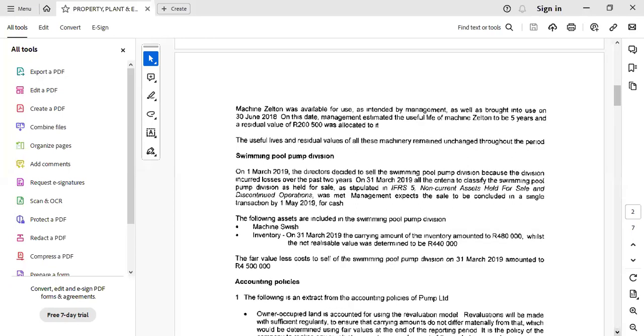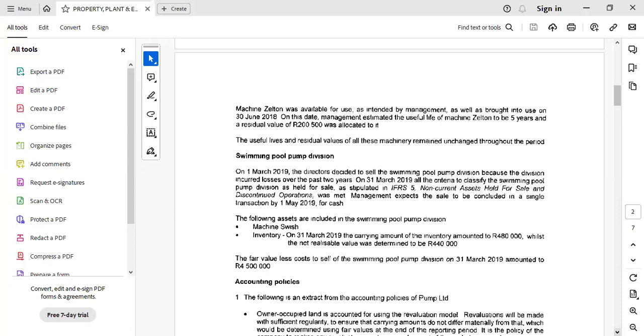Machine Zelton was available for use as intended by management, as well as brought into use on 30 June 2018. On this date, management estimated the useful life of machine Zelton to be 5 years, and the residual value of 200,500 was allocated to it. The useful lives and residual values of all these machinery remained unchanged throughout the period. Right.